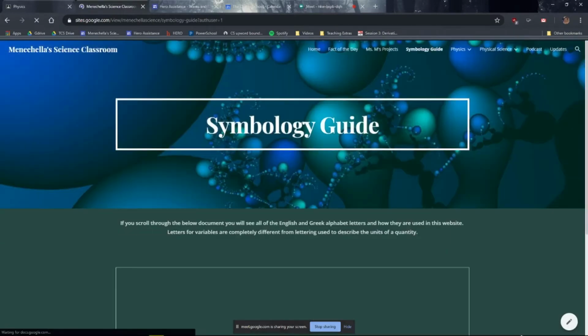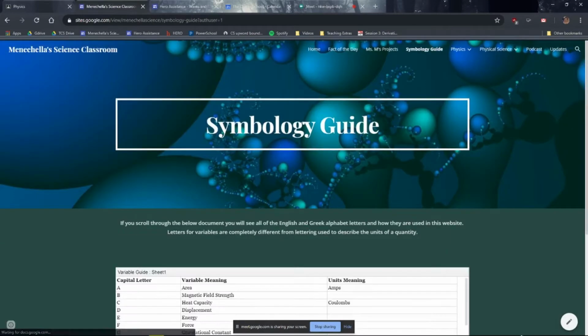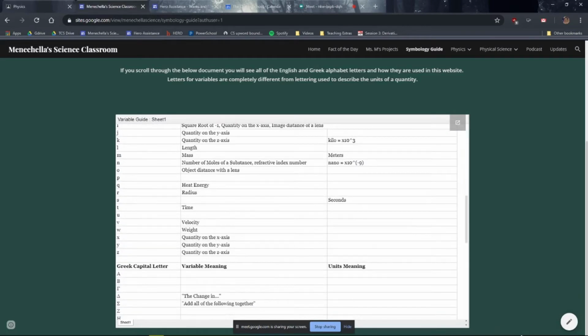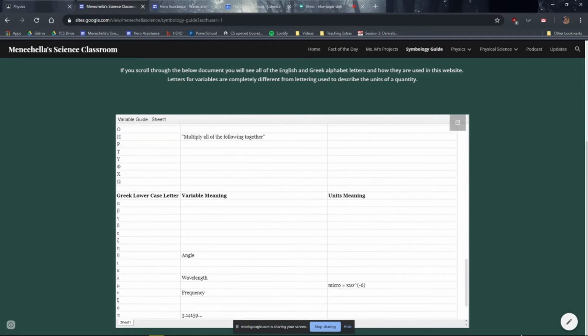Now, something that you guys will actually get a lot of use out of is the Symbology Guide tab. So the Symbology Guide, I made up this nice table so that way you can see all the different variable and unit meanings. So if you forget what a letter means or what it's symbolizing, you can look back on this table. It has all the capital letters, lowercase letters, and the Greek letters as well.